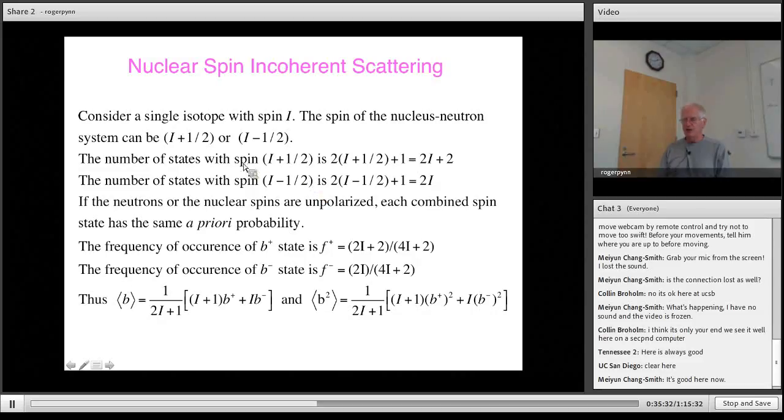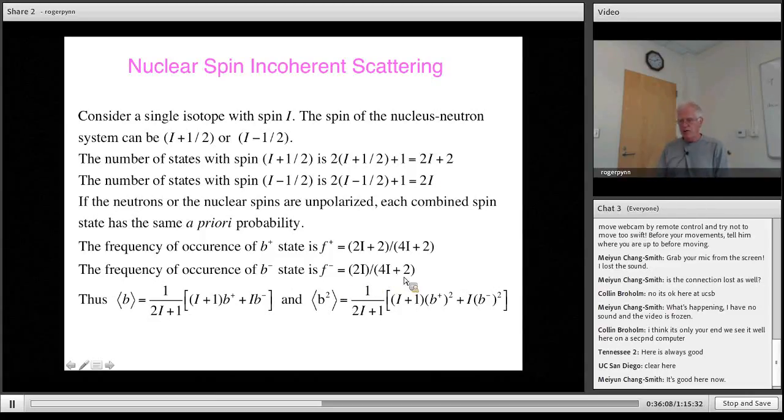If the nuclei are unpolarized, then there's no reason to have anything other than equidistribution of the spins. And so each one of these combined spin states, the plus state and the minus state, has the same a priori probability. And if that's the case, the frequency of occurrence of the plus state is just the number of times the plus state can occur, 2I plus 2, divided by the total number of states that you have, which is the sum of these two. And similarly, the frequency of occurrence of the minus state is just 2I over 4I plus 2.